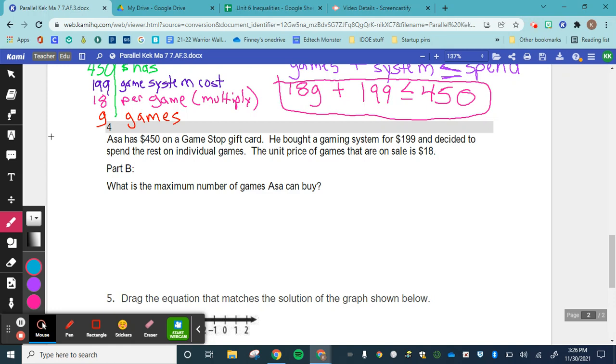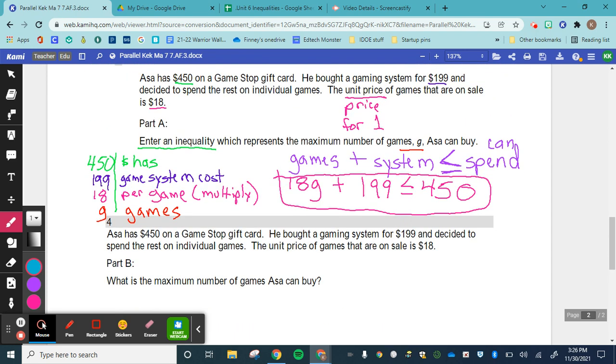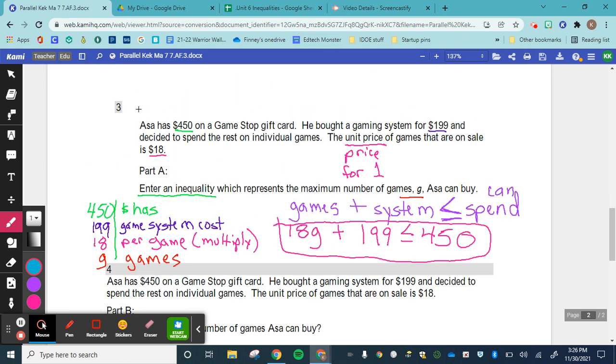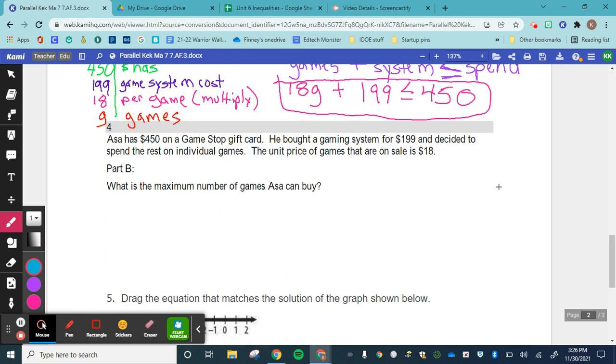For the inequalities parallel question number 4, it is the part B of question number 3. So we're still talking about Asa and his $450 GameStop gift card. We will take the inequality that we wrote in part A for question 3, and we are going to solve it now to figure out the maximum number of games that Asa can buy.